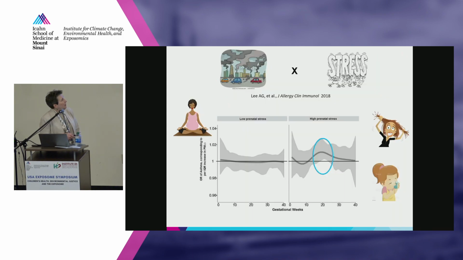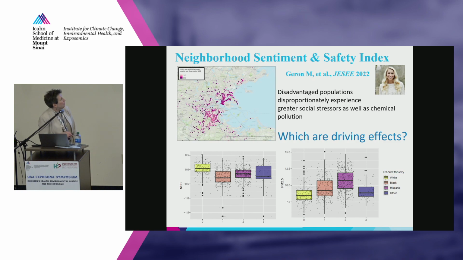Beyond that, because they are synergistic in some situations. And this paper suggests that it's really the kids born to mothers with both high prenatal stress and high exposure to the air pollution where you're really seeing the effect. Pretty flat on the left-hand side where moms aren't experiencing a lot of stress during pregnancy.